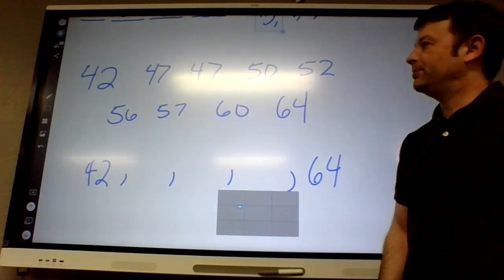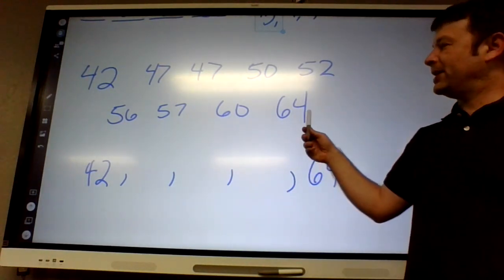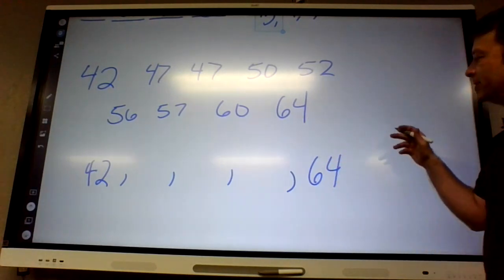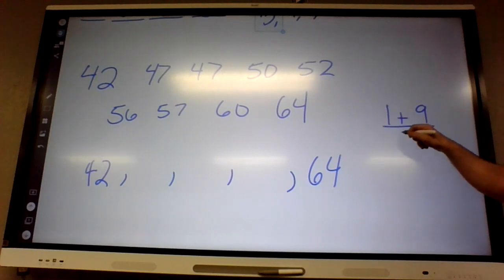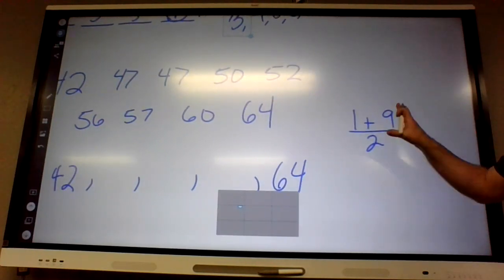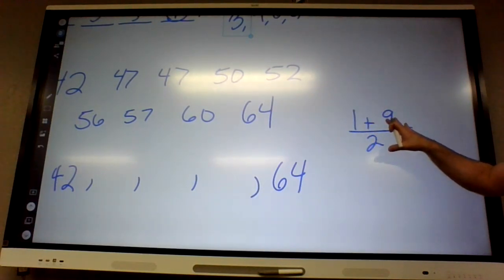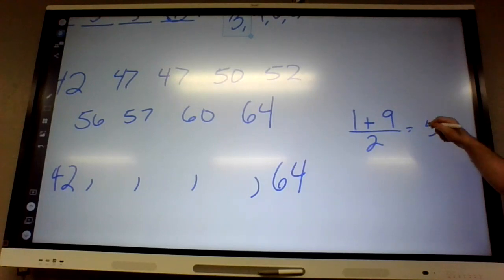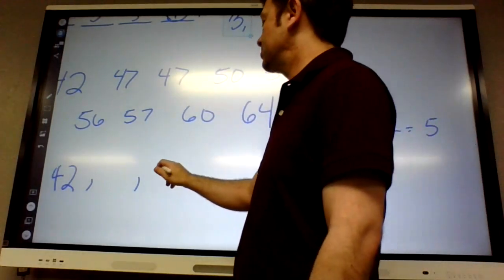Median. How do we find the median? Since there are 9 numbers up here, the middle number will be what's between 1 and 9. 52. This is more useful if there's a large number of numbers. What's between 1 and 9 is the average of 1 and 9, which is the fifth number. The fifth number is 52.